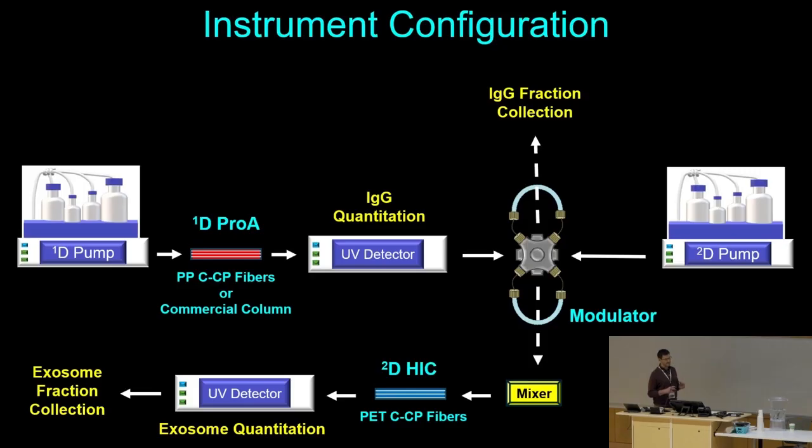And this was just to ensure, because the starting mobile phase in the second dimension is 1 molar ammonium sulfate, we added this mixer just to make sure that there was adequate mixing and also to maybe reduce any refractive index artifacts in detection. And so the second dimension column consisted of our PET CCP fibers, followed by a detector for exosome identification and quantitation. And this allows us to collect the IgG and both the exosomes.